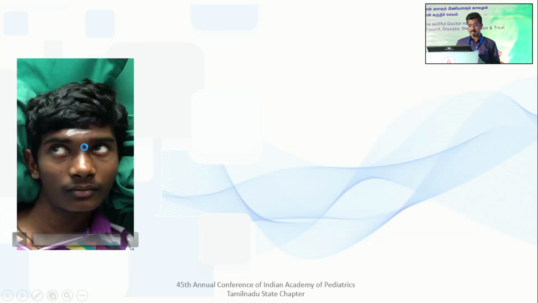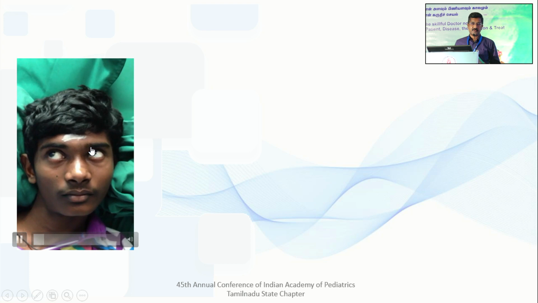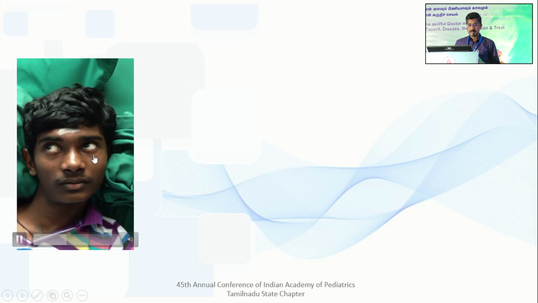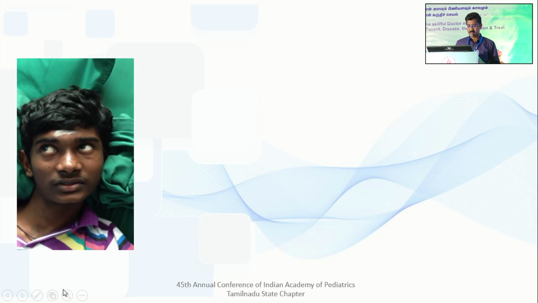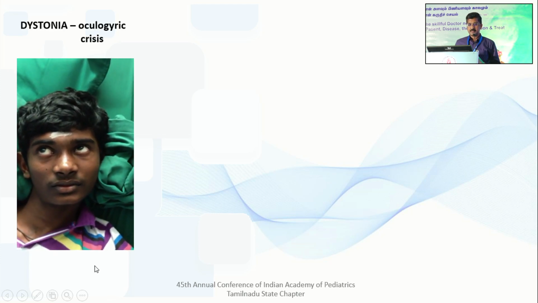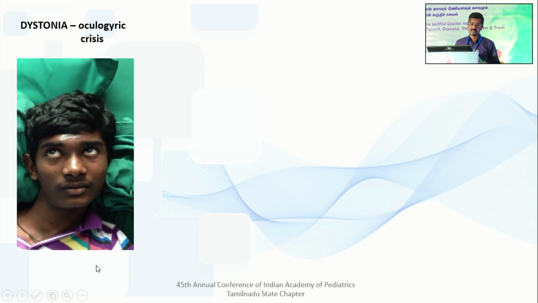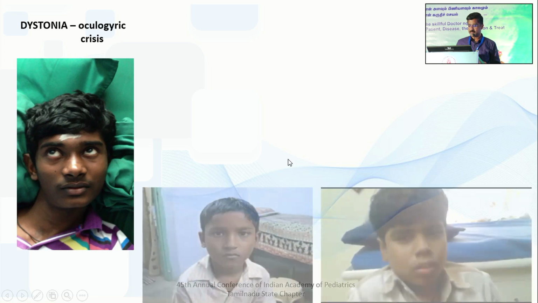This is another common thing after domperidone or an antipsychotic. See, the eyes are upwards, neck in dystonic posturing. So this is a case of oculogyric crisis, a dystonic secondary extrapyramidal reaction. They respond to tetrabenazine, diphenhydramine or lorazepam. And of course, you should not use the drug in future.